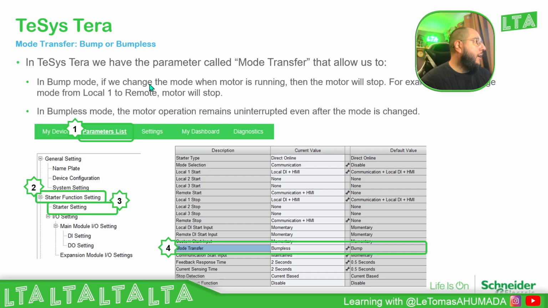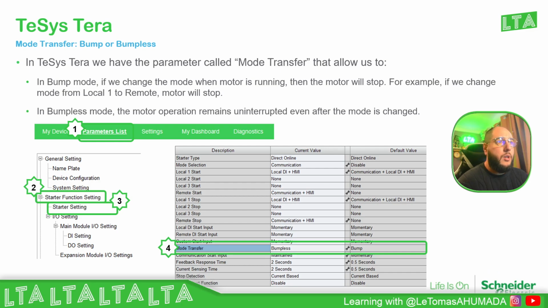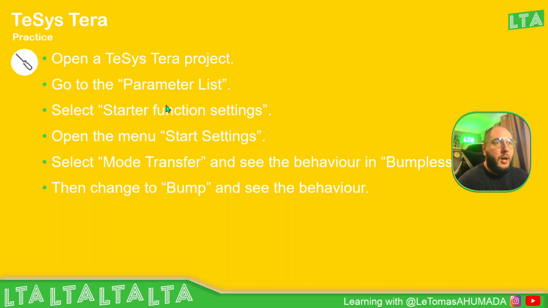Well, this is the explanation. So that's the mode transfer that is in the parameter list. Just need to select the starter function settings. On the starter settings, you have the way to select the behavior of the TeSys Tera. Then you need to select the mode selection, the way you want to check the source for the control, for local 1, 2, and 3 and remote, and then the mode transfer, that by default is in bump, but you can change this to bumpless. Okay, so let's see how it looks.